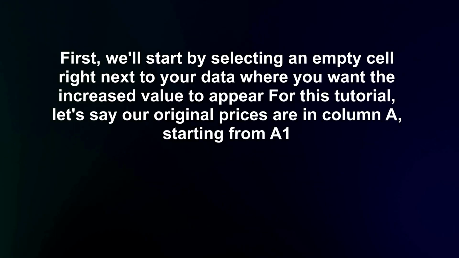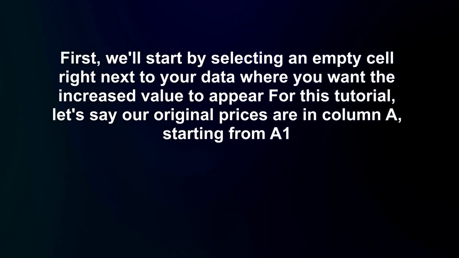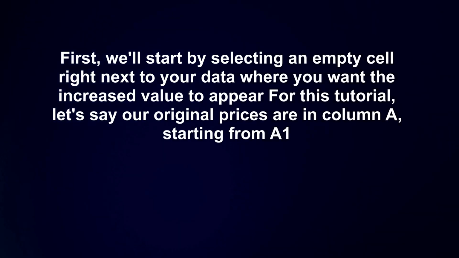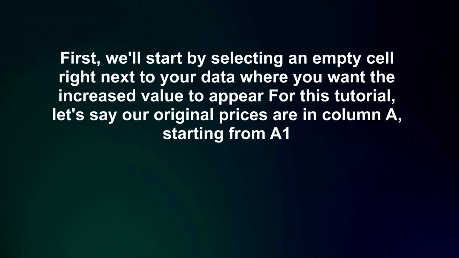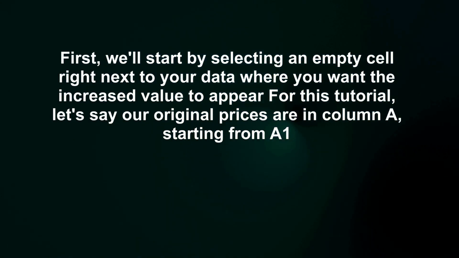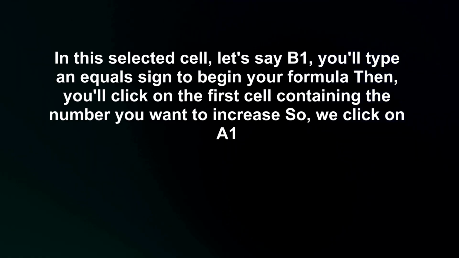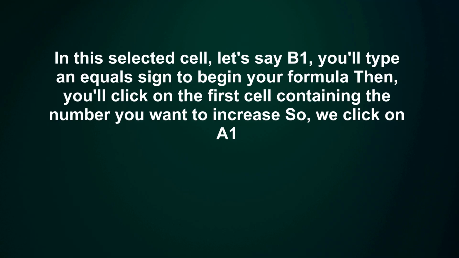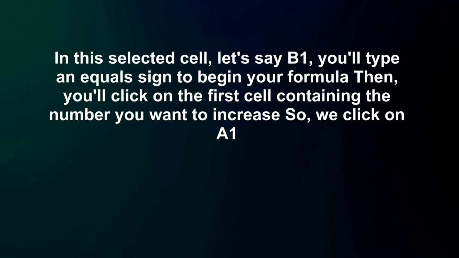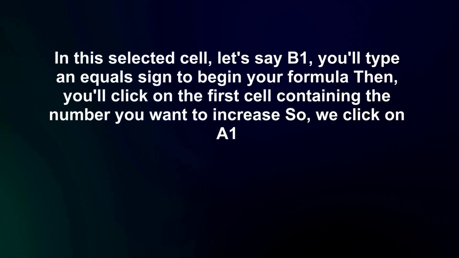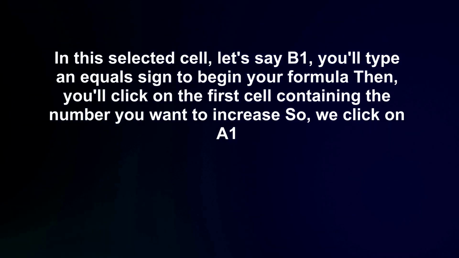First, we'll start by selecting an empty cell right next to your data where you want the increased value to appear. For this tutorial, let's say our original prices are in column A, starting from A1. In this selected cell, let's say B1, you'll type an equals sign to begin your formula. Then, you'll click on the first cell containing the number you want to increase, so we click on A1.